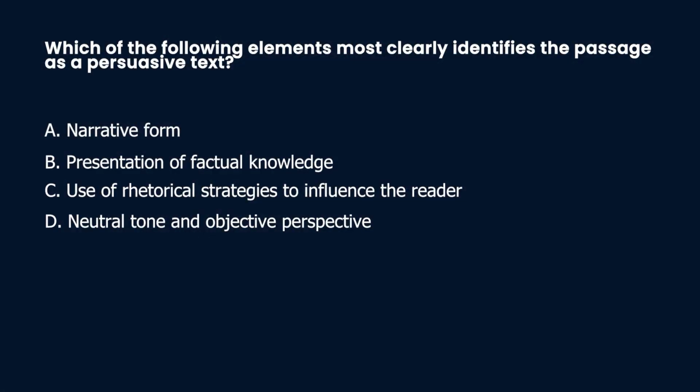Feel free to pause the video if you need more time to get through this prompt. Here we go. This is your classic text type question. If you're unsure, eliminate. B and D are both about facts without opinion, so they're probably wrong. Then there's choice C, which mentions influence. Persuade, influence, sounds like a match to me.